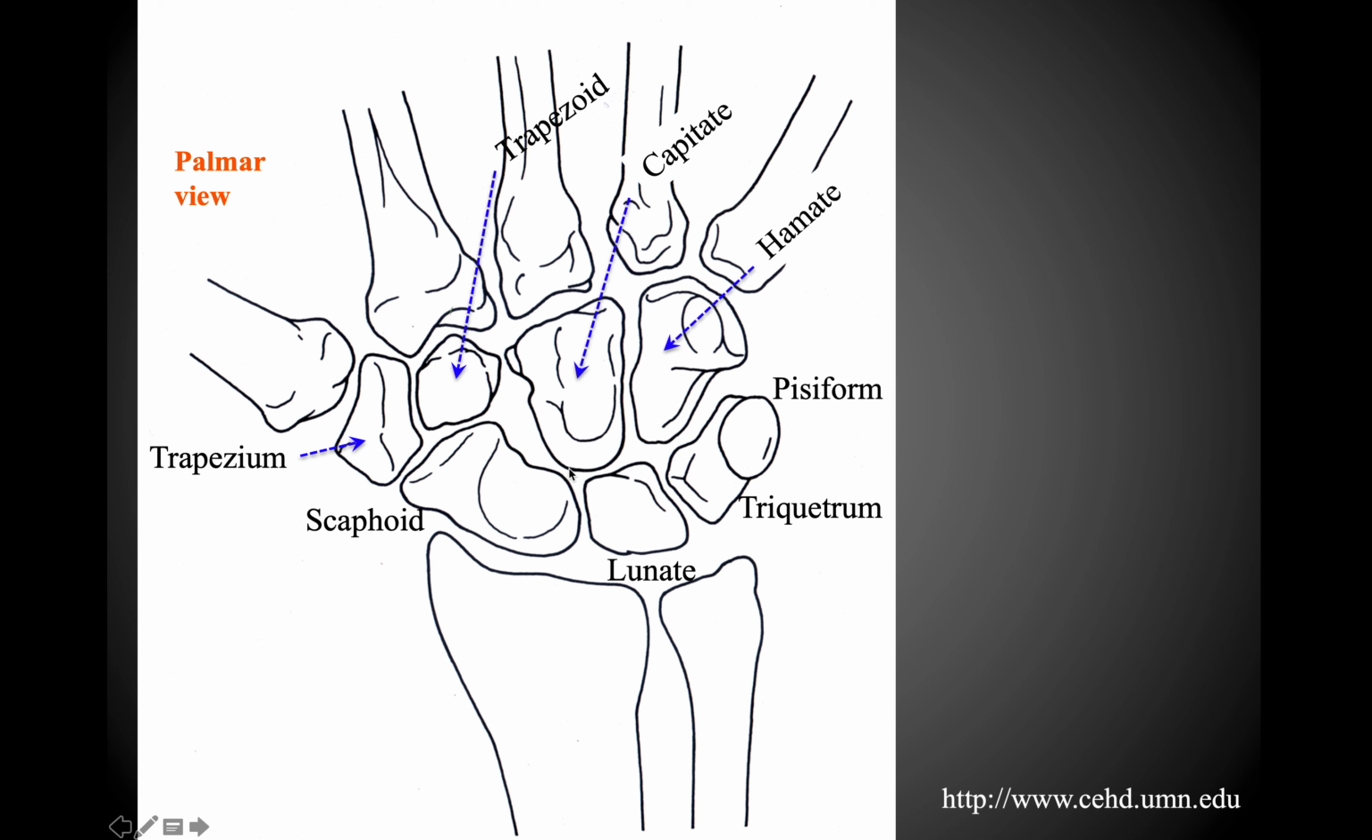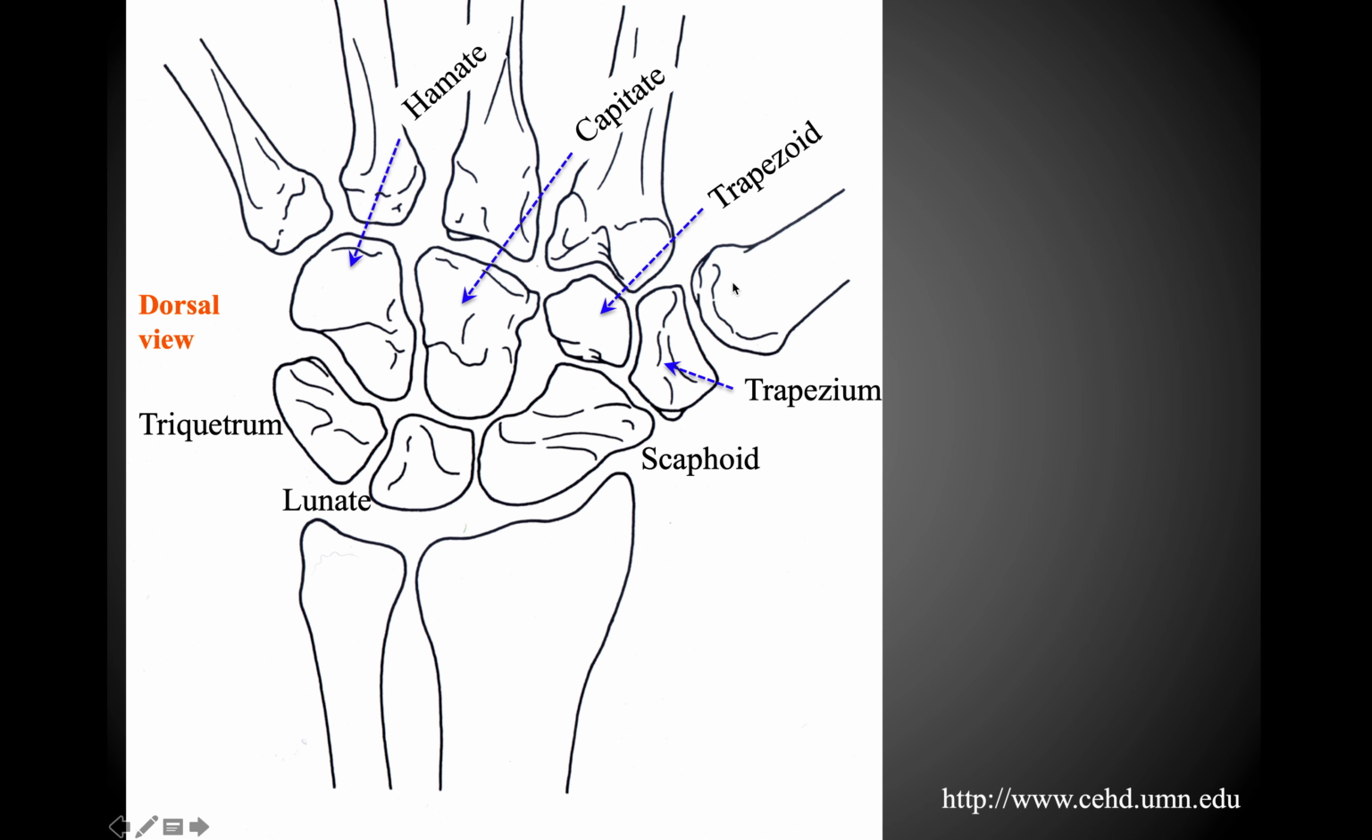Capitate, which is the large central bone in the distal row of carpal bones. And then the hamate, and remember that's got the hook of the hamate on it as well. That's going to articulate with the fourth and fifth metacarpals.